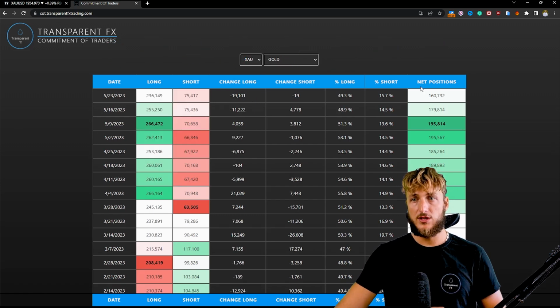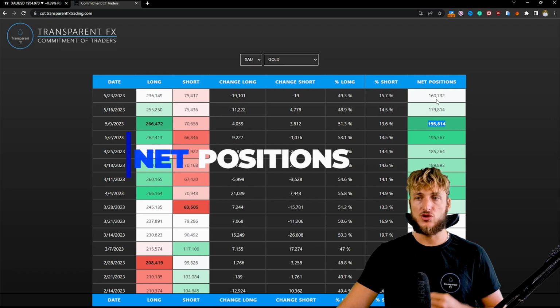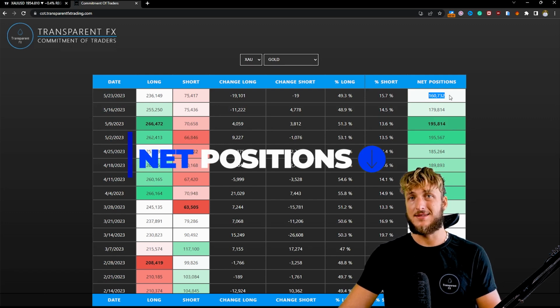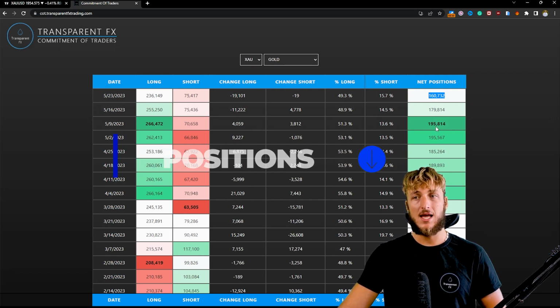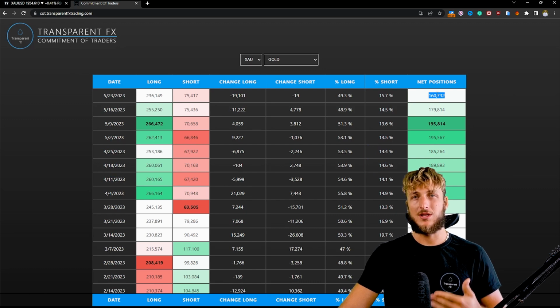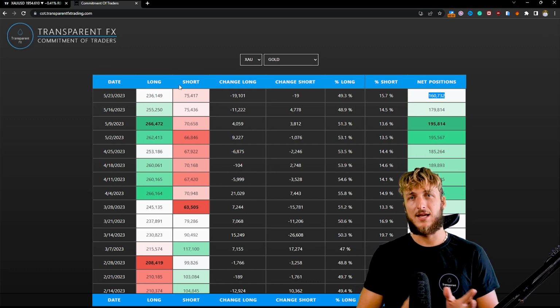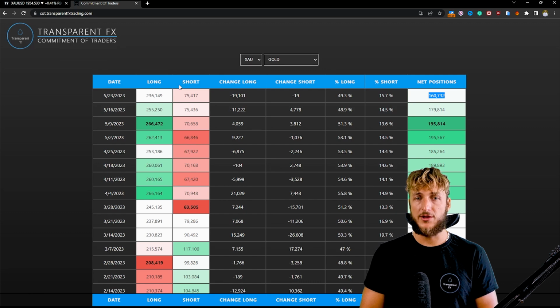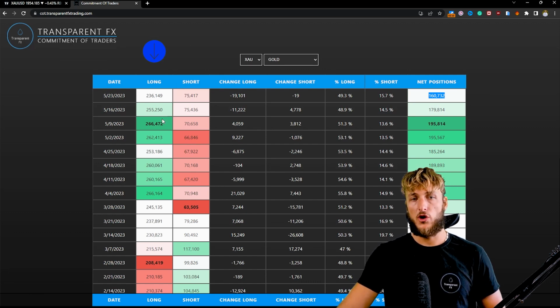Now, if we look here at the net positions, what we can notice is that we went from having 195k net positions all the way down to 160k net positions. This shows how the net positioning is currently getting decreased. So clearly we can see how from an institutional perspective, we're seeing a shift to the bearish side of gold with a lot of longs getting closed.